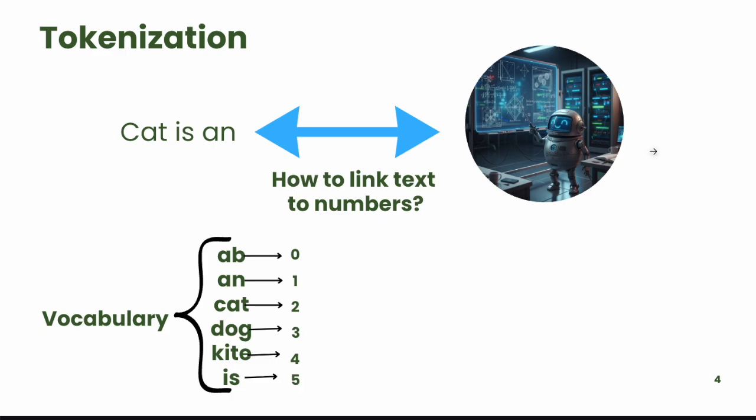Okay, and once you have that, you can convert your text into a sequence of numbers. So "cat is an" is converted into the sequence 2 5 1. Now that's very good, because now we have a sequence or a vector which we can plug into the model, so we can start operating on these numbers. So this is one particular way of tokenization, and it's called word level tokenization.